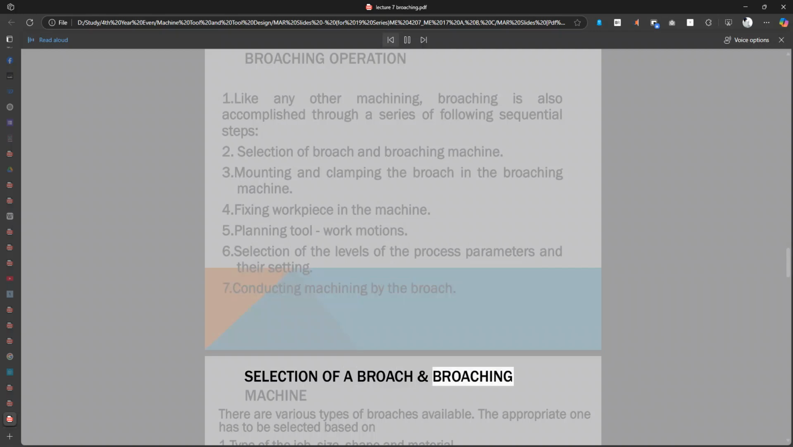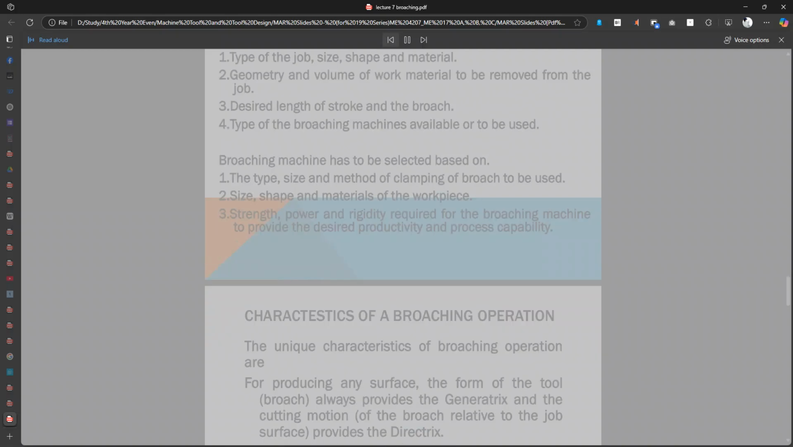Selection of a broach and broaching machine. There are various types of broaches available. The proper broach has to be selected based on: 1. Type of the job, size, shape and material. 2. Geometry and volume of work material to remove from the job. 3. Desired length of stroke of the broach. 4. Type of the broaching machine available or to be used.